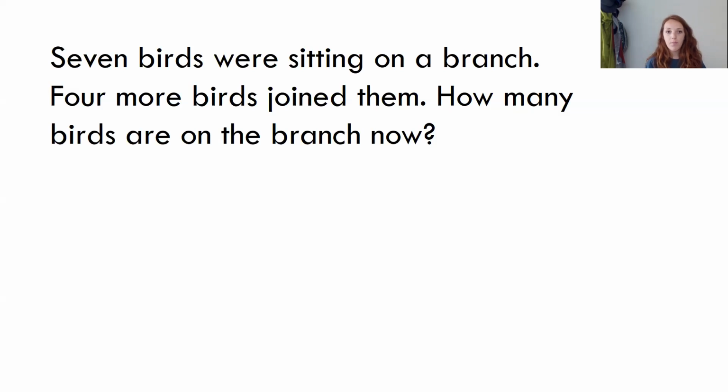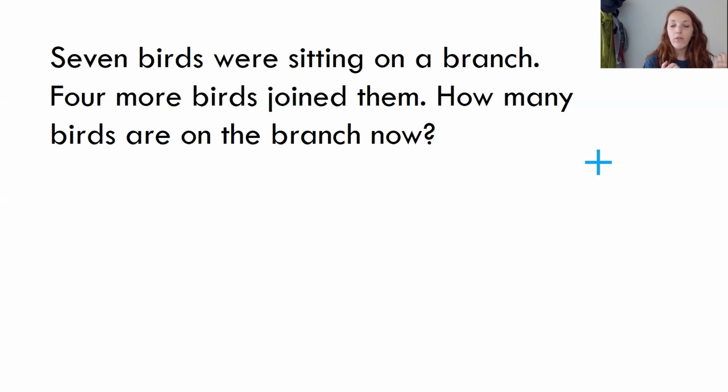I'll read it one more time. 7 birds were sitting on a branch. 4 more birds joined them. How many birds are on the branch now? So what do you think? Are we putting those 2 sets of birds together, or are we taking some birds away? We are putting them together, and we know the sign for putting them together is plus, addition. Okay, we are adding the 7 birds with the 4 birds that came to join them.